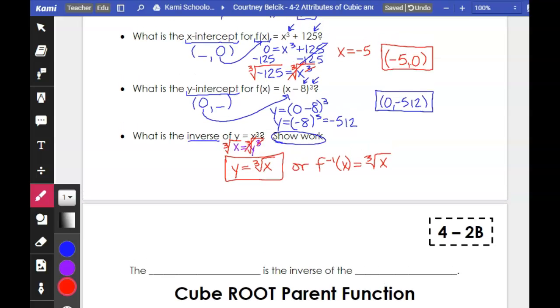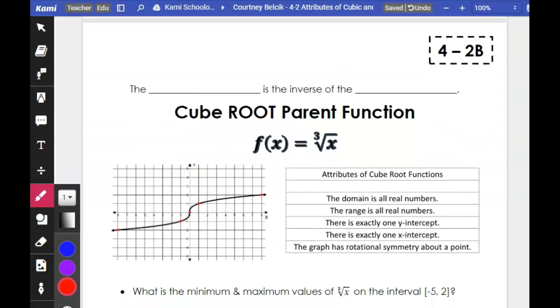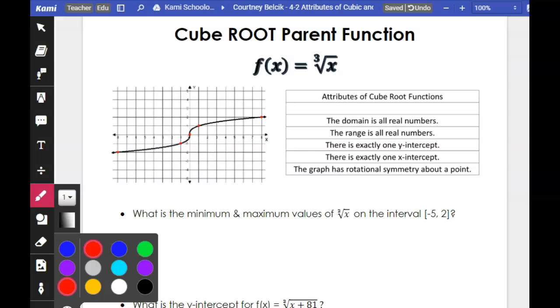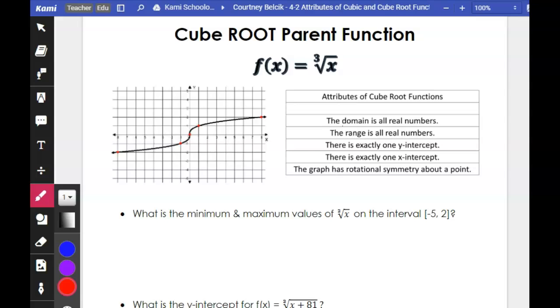So let's use that knowledge, and let's move on down to the second page, which focuses on the cube root parent function. Very similar, but slightly different. In the cube root parent function, the domain, still all real numbers. The range, still all real numbers. These are topics of conversation from yesterday. There's exactly one y-intercept and x-intercept at the origin.